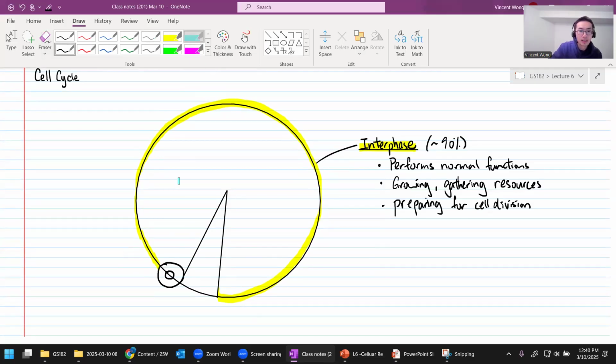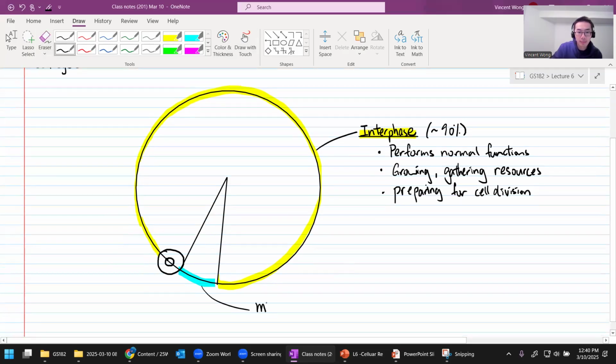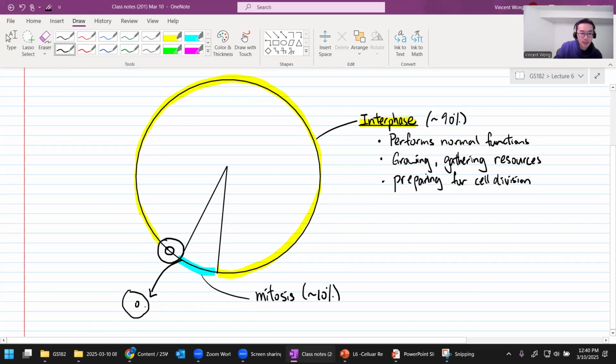Over here, this small part, that is the actual cell division, and that's mitosis. If the cell divides, it's gonna take about 10% of its time in the cell cycle to do the actual division. And with the successful division, you will get two cells, and each of the cells will be able to go through another round of the cell cycle. We call this a daughter cell. Each daughter cell will go through another round of the cell cycle.